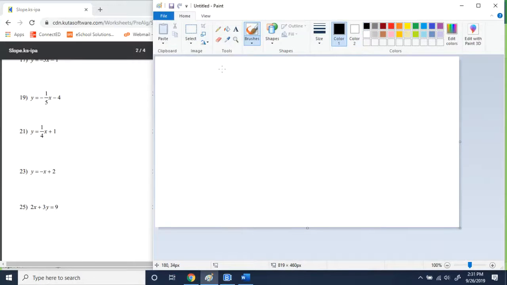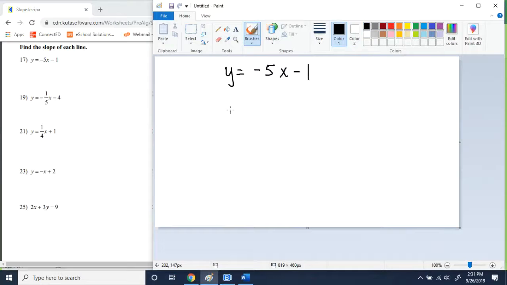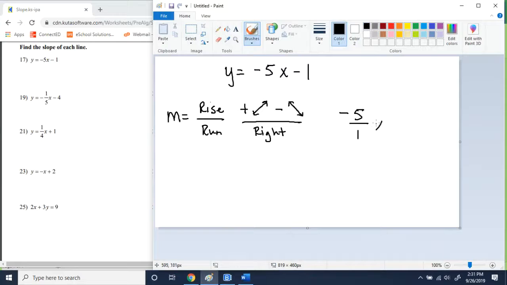We're going to do several things with the equation. So the first one is y equals negative 5x minus 1. And remember, slope is rise over run. Your rise can be positive, which is going to make your graph go up, or negative, which will make the graph go down. And you're going to run to the right. Okay, so our slope is actually negative 5 over 1x. So we will run to the right and go down negative 5.